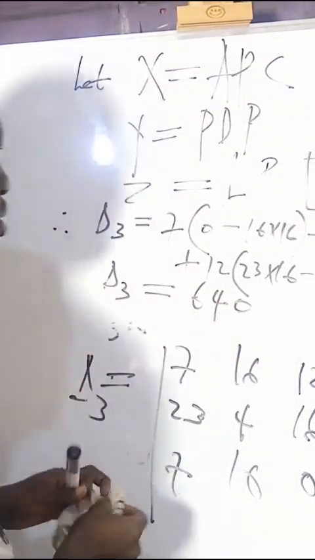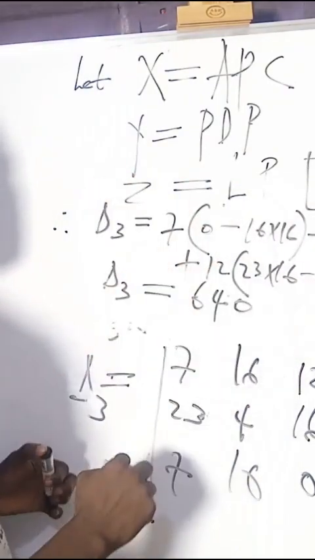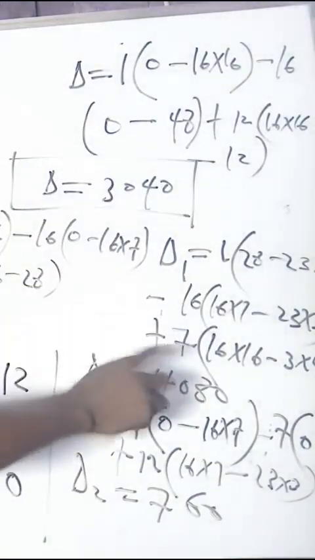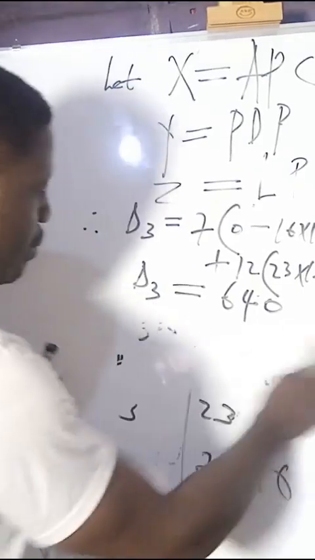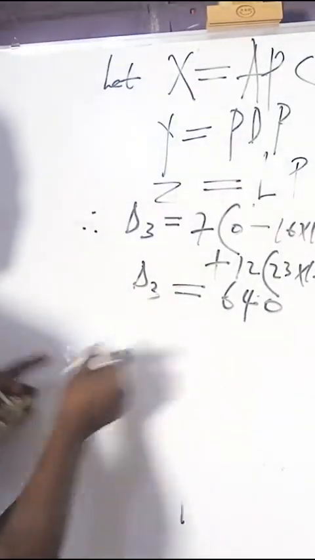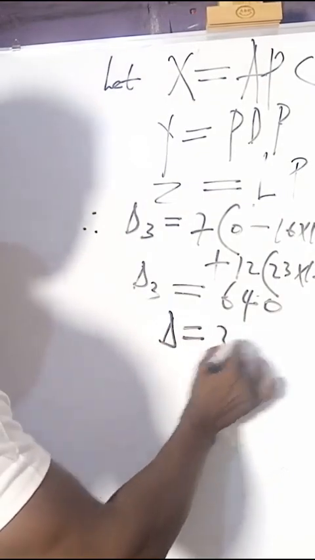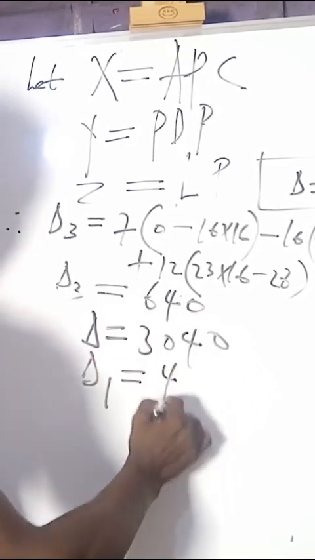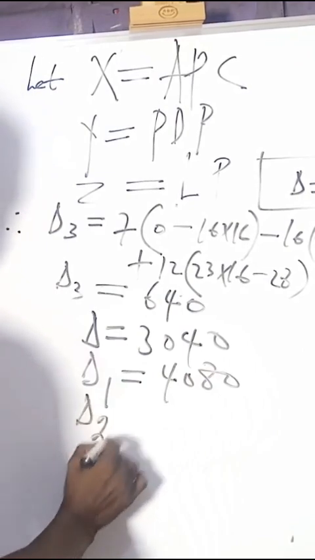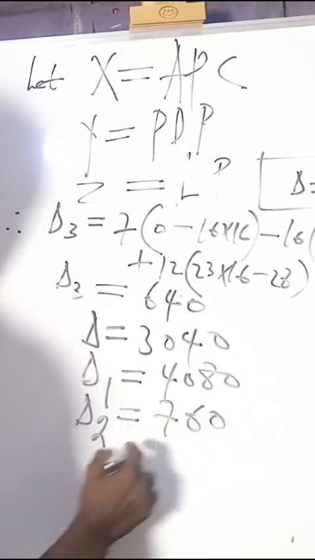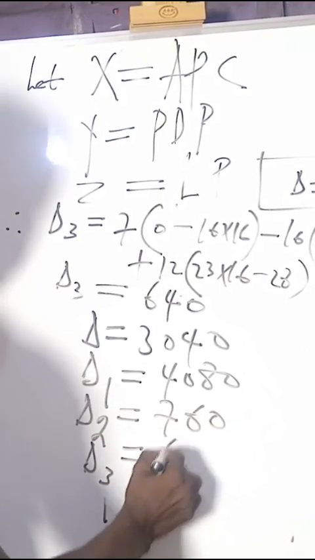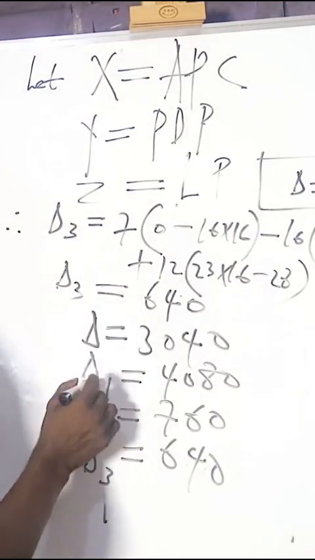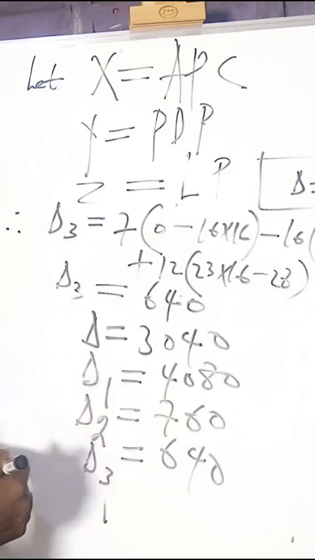So we have 4 values now, one for the determinant, which is delta, then we have delta 1, delta 2, and of course delta 3. Now at this point in summary, delta is equal to 3040, delta 1 is equal to 4080, delta 2 is equal to 760, then we have delta 3 is equal to 640. These are the four values. This one is for the determinant, this one is for x, this one is for y, and of course this is for z.